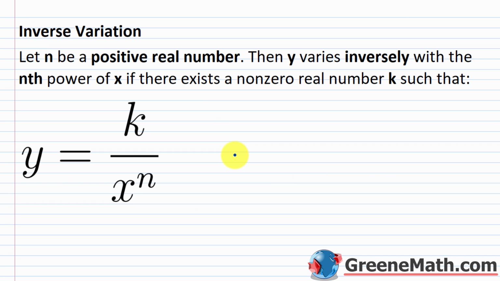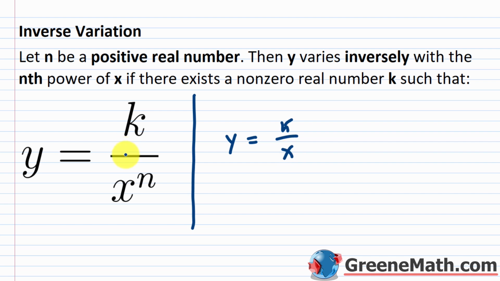All right, now let's talk about inverse variation. So we have let n be a positive real number, so that's this exponent down here. Then y varies inversely with the nth power of x if there exists a non-zero real number k such that y equals k over x to the power of n. Typically, this is given as inverse variation as a power because we have this exponent involved. And when we start, we get something like y is equal to k over x, where n here would just be 1. So typically, you're going to see these as the easier problems.